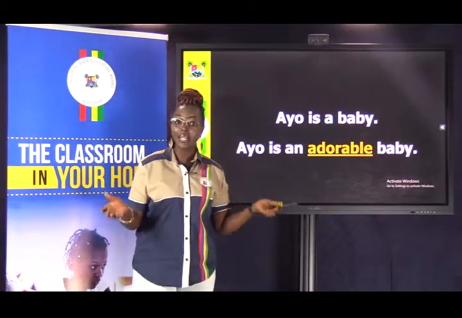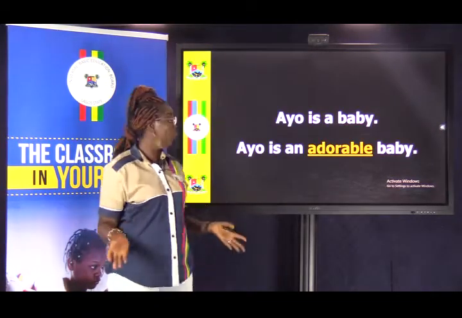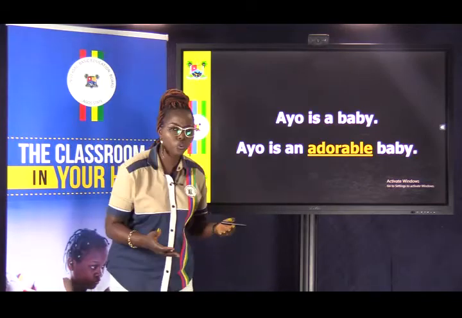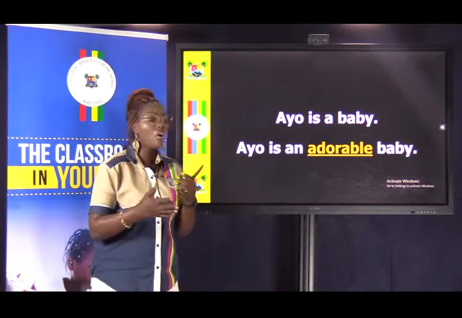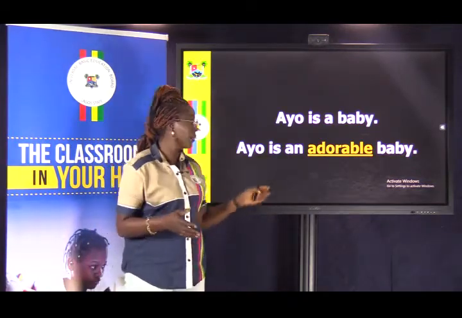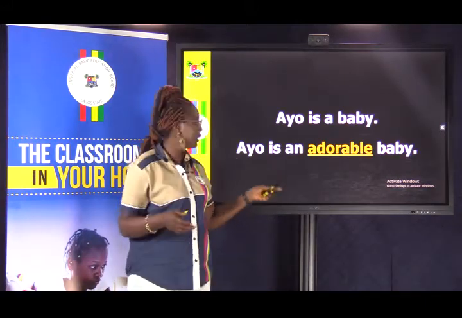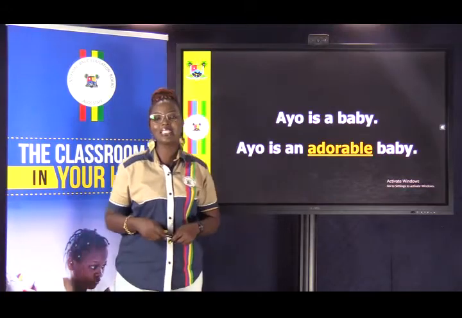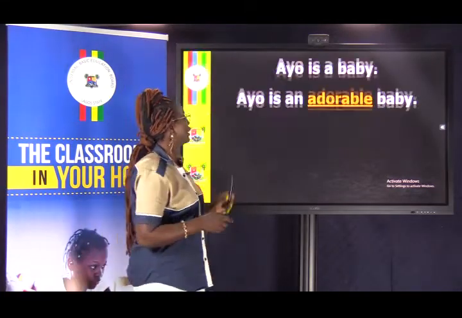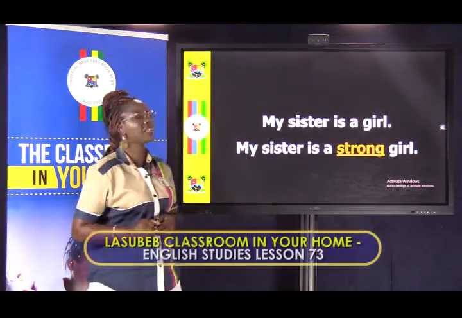Ayo is a baby. Ayo is a baby, we know, but what do we use to qualify Ayo being a baby? Ayo is an adorable baby. So the adorable we've added is an adjective. Is an adjective. Let's look at another one.